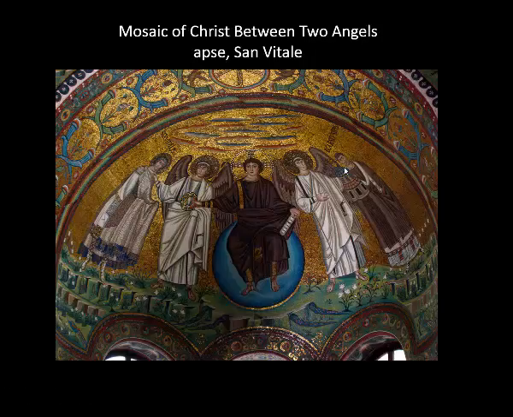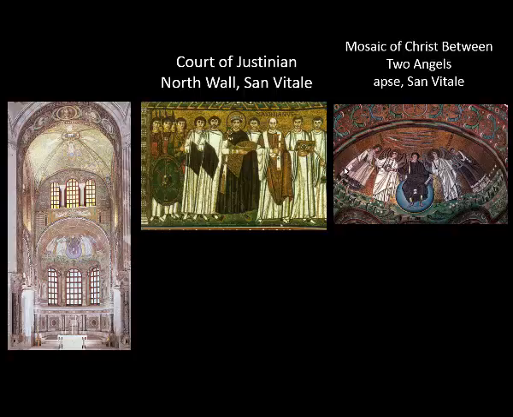Okay, now let's keep this in mind and let's take a look at another mosaic. So here's the mosaic we just looked at. And I put this photograph of the entire San Vitale apse in here so that you can see the placement of the mosaic. Here it is right here. Now here we're looking at the court of Justinian. And in this apse, it's located right here.